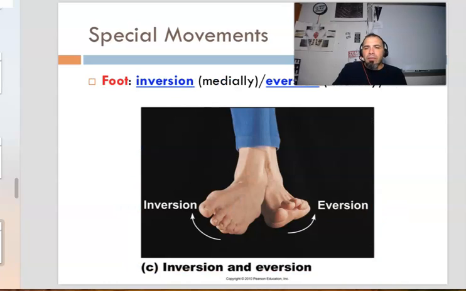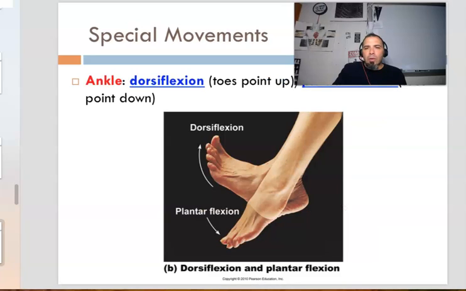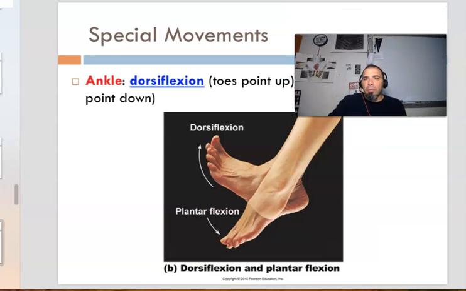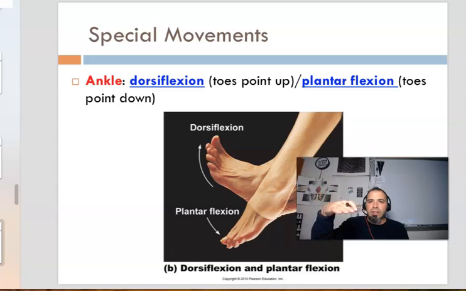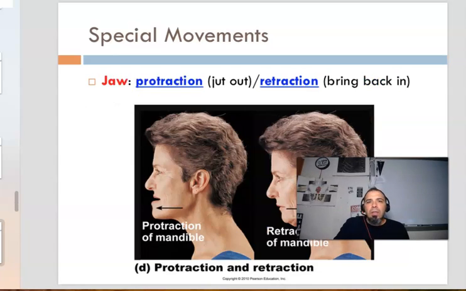And then inversion, eversion. There's a whole other separate video on these, so I'm not going to spend a lot of time. And then dorsiflexion and plantar flexion. Again, dorsiflexion, toes pointing up. Plantar flexion, toes pointing down. So dorsiflexion is you roll back up on your heel, like you're stretching them out, and plantar flexion is you go down on your toes.